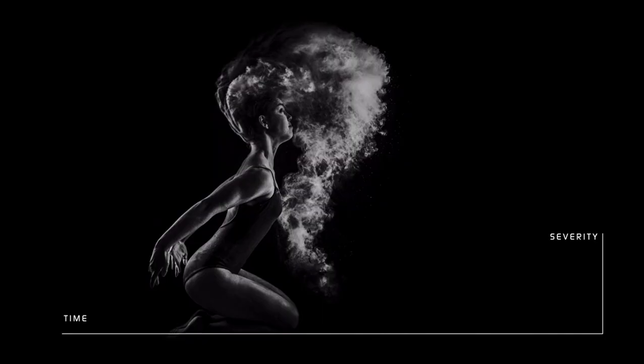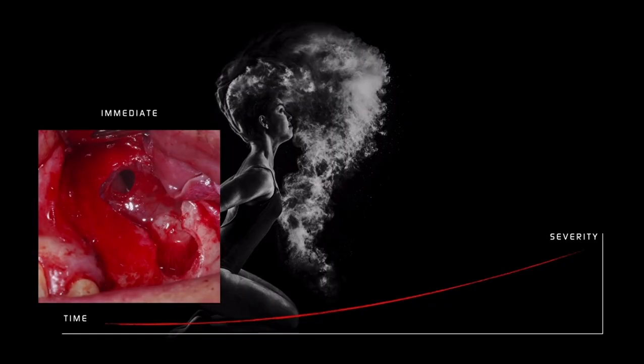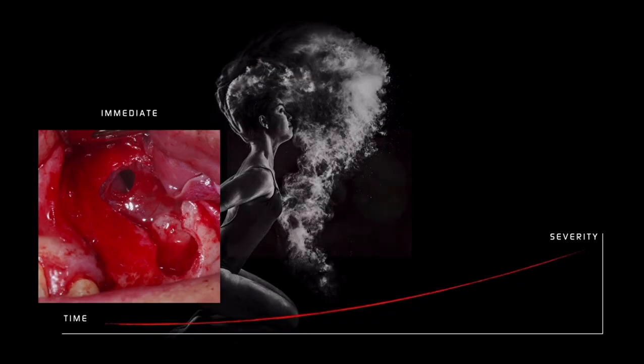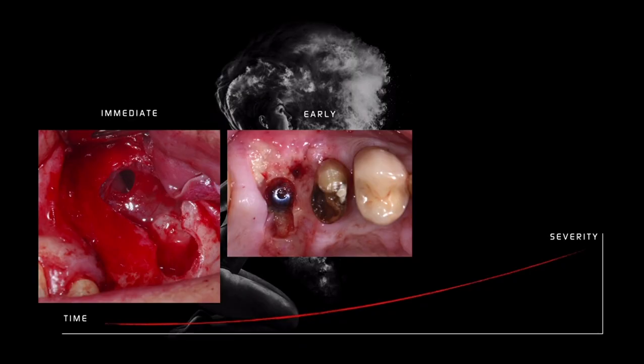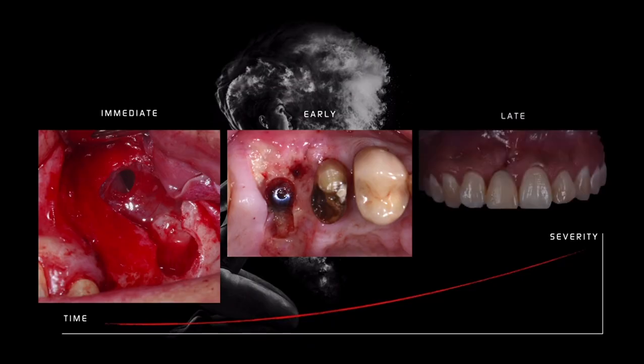And as life goes on, it is important to assume that as time goes by, the severity increases. Because it's not the same an immediate complication, such as a perforation that we can have during our sinus lift procedure, or an early complication, like a post-extraction socket with immediate implant placement that basically developed a dry socket, as a situation where we are going to find late complications that are very, very difficult to solve.